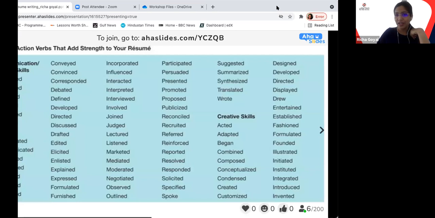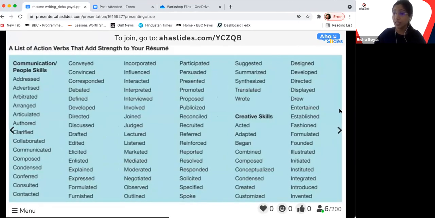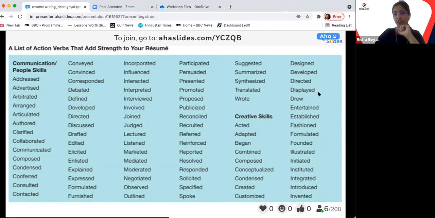Okay, and there you see a list of all the strong active verbs which could be used to highlight certain skills. For example, to show communication or people skills, you can say developed, discussed, drafted, edited. To show creative skills, you can use verbs like conceptualized, created, formulated, established, fashioned, displayed. All these verbs are strong and they are active. So please start your bulleted list in the experience section with such verbs.